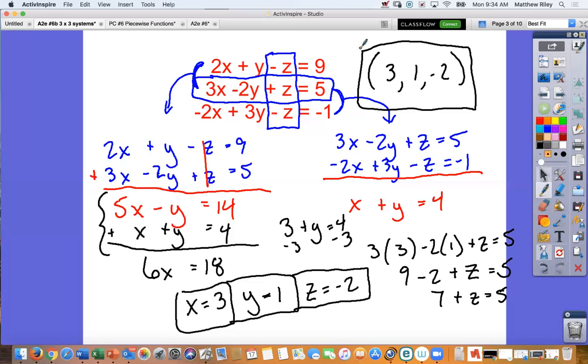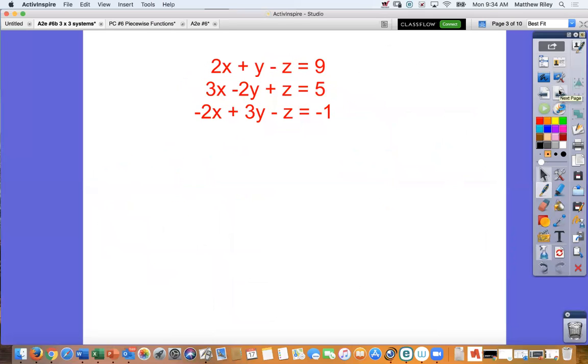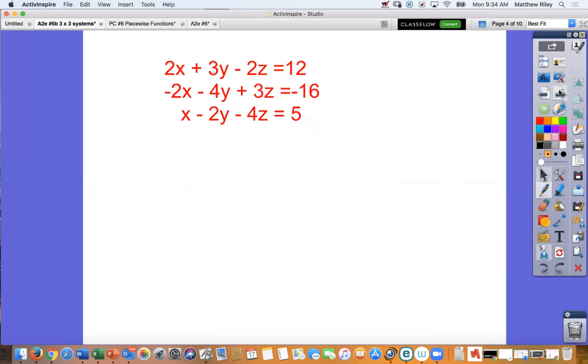These problems take a lot of time, I know. Once you do this 3 or 4 times, you should start getting faster and faster and faster. Any questions? All right, so let's do the next one. Take a minute, write this down.